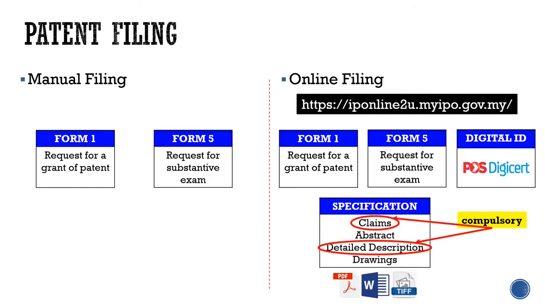There are two ways of filing a patent: manual filing and online filing. The same forms are needed, which are Form 1 to request for a grant of patent and Form 5 to request for substantive examination. For online filing, inventor is required to have a digital ID prior to filing. Patent specification must be prepared in separate files for claims, abstract, description and drawings. They must be in the format of doc, PDF, or TIF. Do be reminded that description and claims are compulsory and must be uploaded during filing.